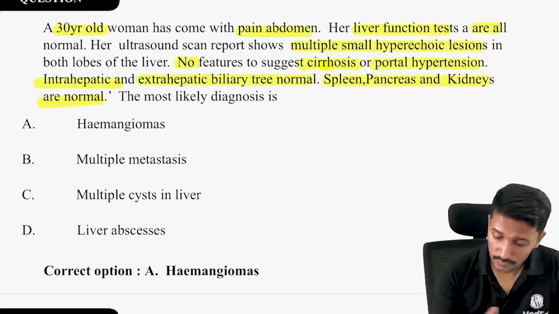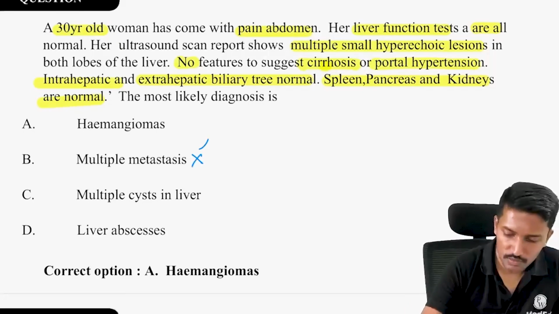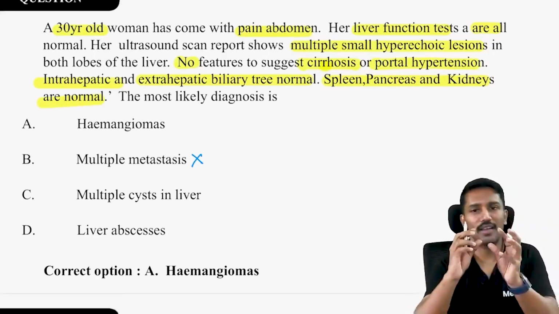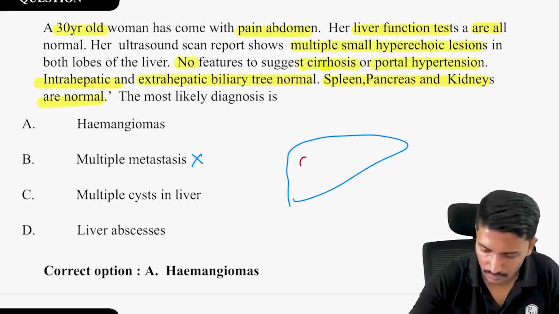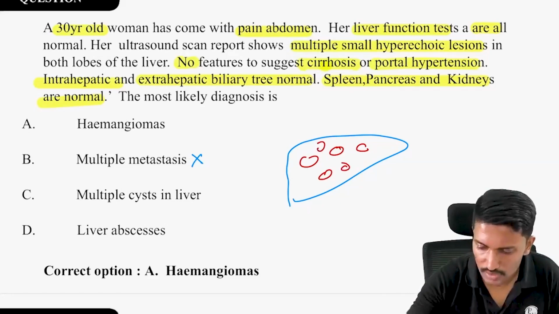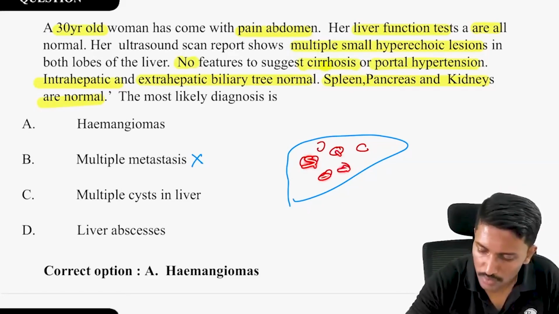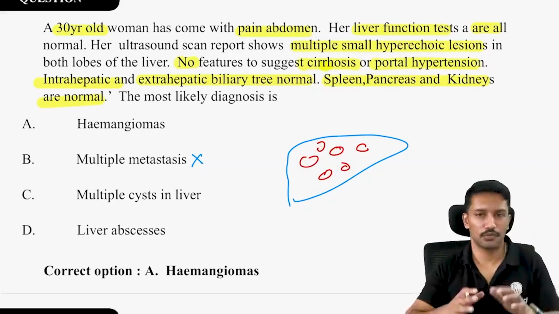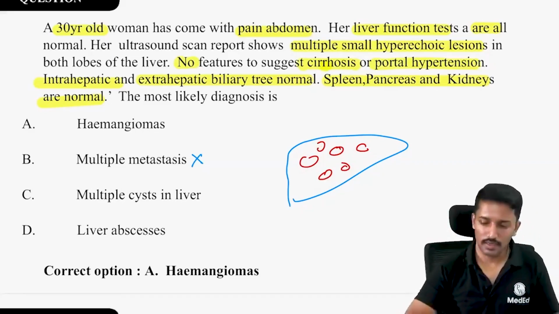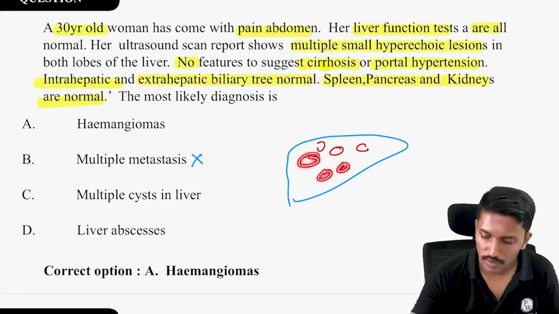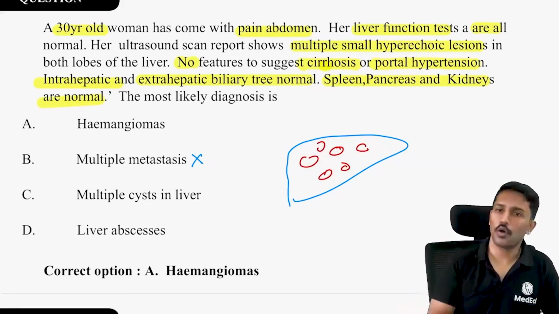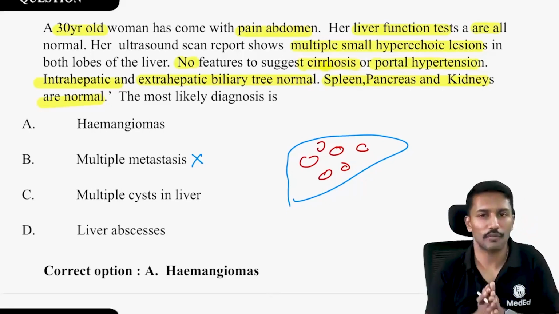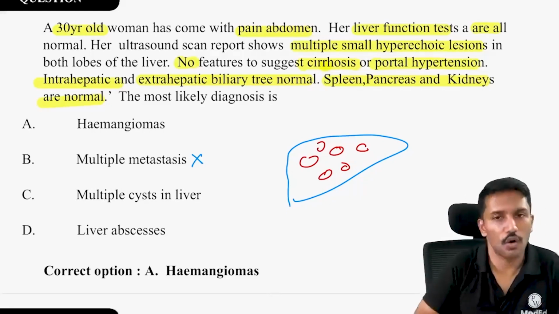Okay. Now it can't be multiple metastasis, because if there is metastasis, whatever areas, right, let me say that this is the liver, and if there are multiple metastasis, those areas of metastasis will not be metabolically active. So patients often develop jaundice, right? And these lesions may be compressing the intrahepatic biliary tree and they may be causing some degree of obstruction. So I would obviously expect an abnormal LFT, which is not there.